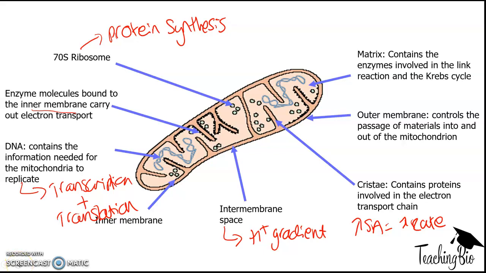Next, we have the matrix, which is the fluid-filled space within the mitochondria, and this contains the necessary enzymes and other proteins involved in the link reaction and the Krebs cycle. It's important that we have many enzymes and proteins packed within the matrix to allow for a faster rate of ATP production.